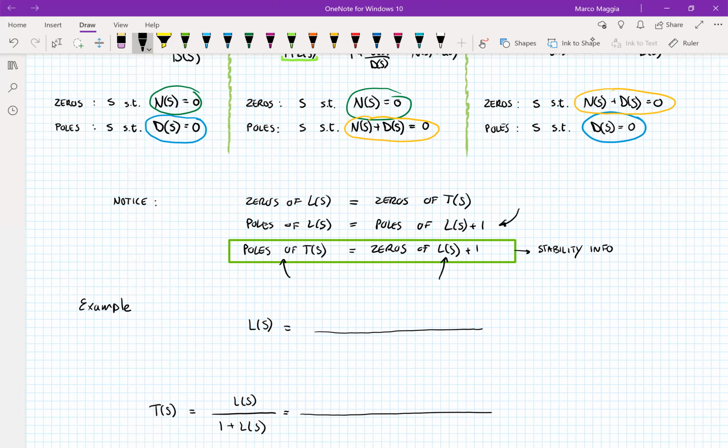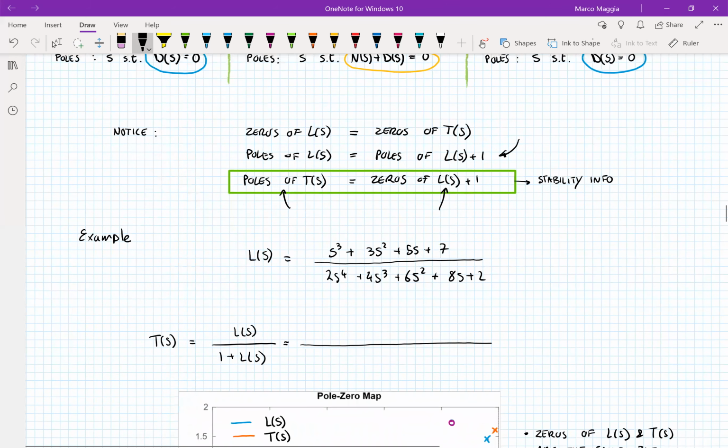Let's see the example. So we have this L of s as s cubed plus 3s squared plus 5s plus 7 over 2s to the power of 4 plus 4s cubed plus 6s squared plus 8s plus 2. So we have 3 zeros of L of s, but again, the zeros of L of s are irrelevant, and then 4 poles of L of s. And normally you would know them, so you would probably have L of s factorized already. So what is T of s, the closed loop transfer function?